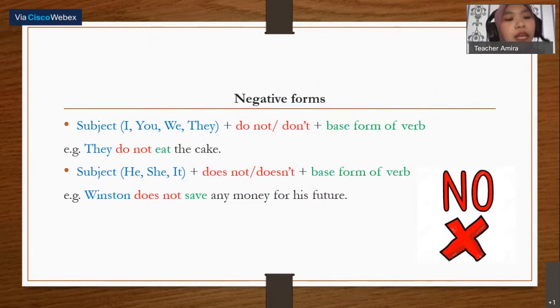Then we have another situation, which is the subject he, she, it, a singular subject. We put does not or doesn't plus the base form of verb. The example that we have here is Winston does not save any money for his future. This is a bad habit. You should always save money because we don't know what will happen in the future.